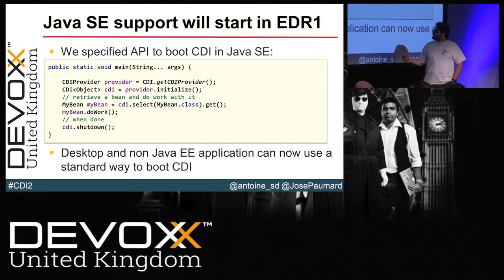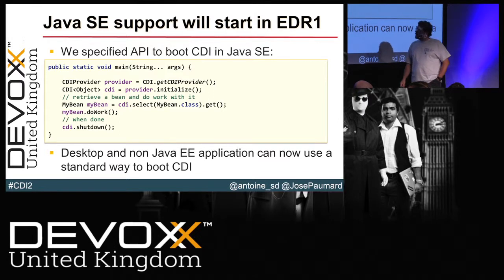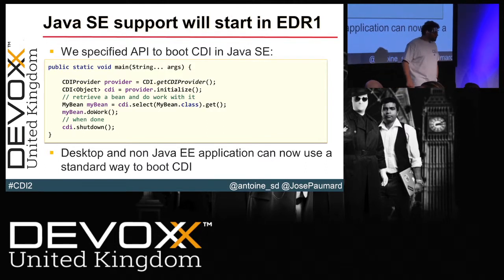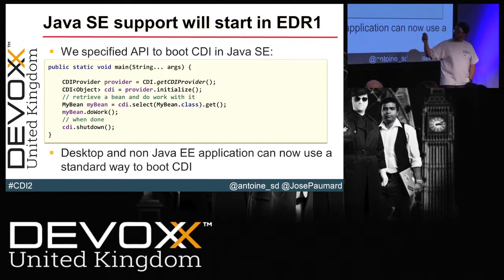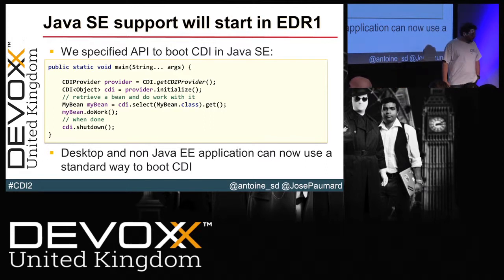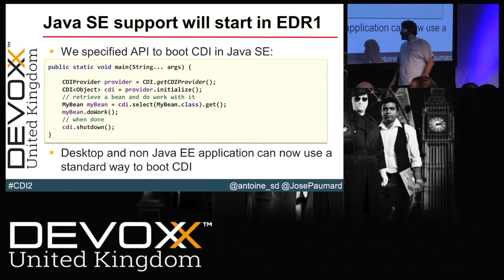After you have worked with the beans you get from the container, you can shut down the container you have initialized at the beginning. And that's it. And you can, if you want, start another container, and so on. Of course, you can also forget the CDI shutdown, since the CDI interface also extends the AutoCloseable interface, so it implements the close method that will be called at the end of the application if you forget to shut down the container. So now with that, desktop and non-Java EE applications, Java SE applications, can use CDI without Java EE.